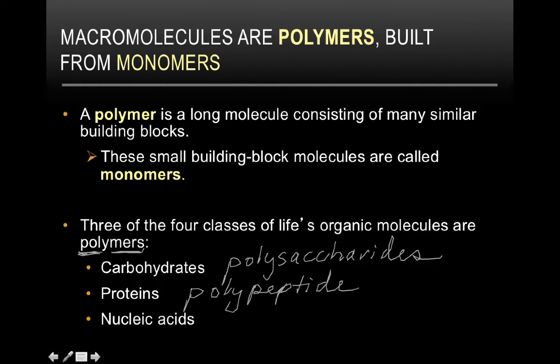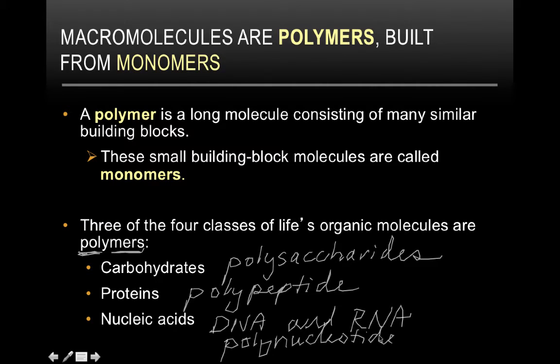Nucleic acids include DNA and RNA. These are our two types of what we call polynucleotides. Again, these are polymers built from hundreds or thousands or even millions, in the case of DNA, of smaller molecules called nucleotides. Thus, nucleic acids are polynucleotides, many nucleotides that have been joined together to form the nucleic acid.